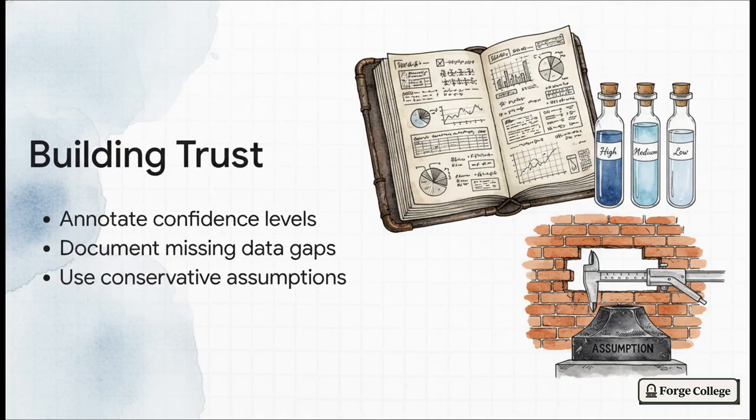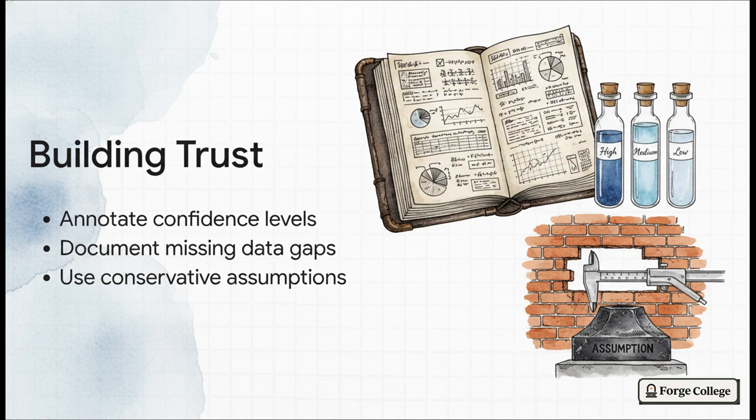As part of building this trust, you also need to rigorously annotate your findings. Mark your data's confidence levels as high, medium, or low. If you have gaps or missing data, document them clearly. And always use conservative assumptions instead of just making up values to fill in a blank cell.